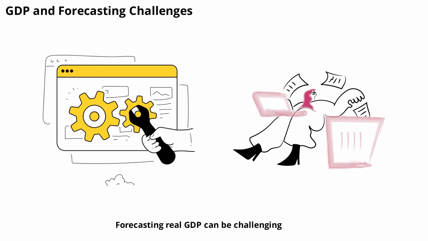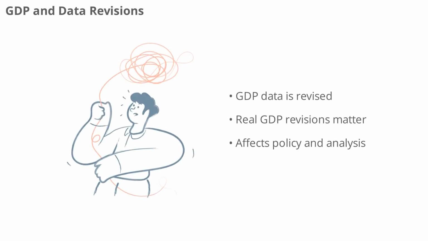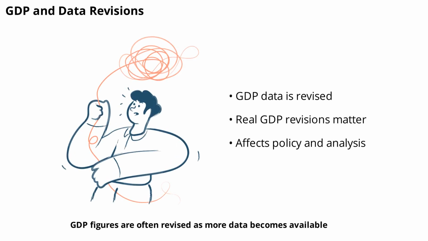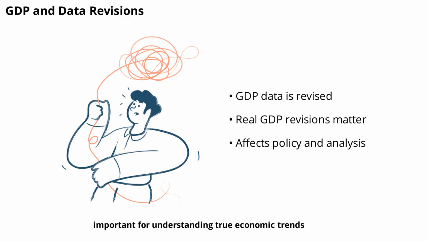Forecasting real GDP can be challenging due to unpredictable factors like technological change, policy shifts, or global events. Still, real GDP remains the best tool for projecting future economic performance, as it focuses on real output rather than price changes. GDP figures are often revised as more data becomes available. Both nominal and real GDP can be updated, but real GDP revisions are especially important for understanding true economic trends. Policymakers and analysts watch these revisions closely to adjust their strategies.